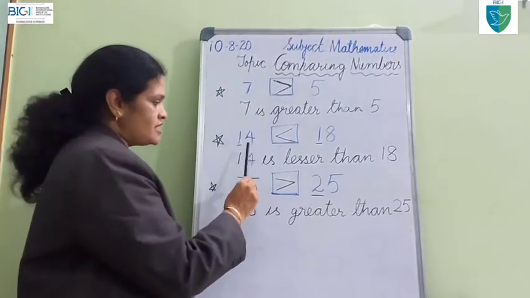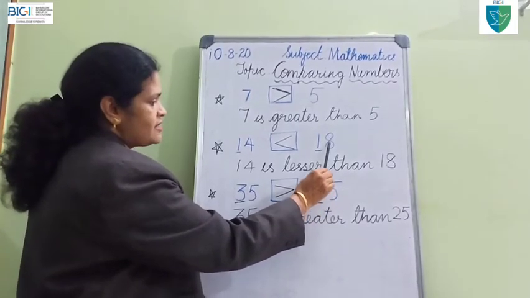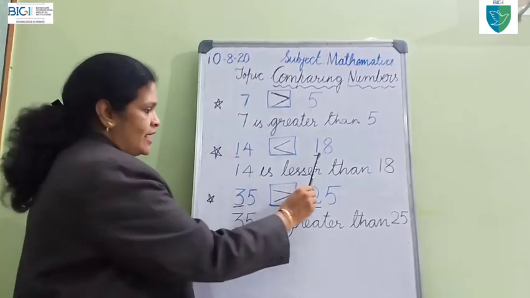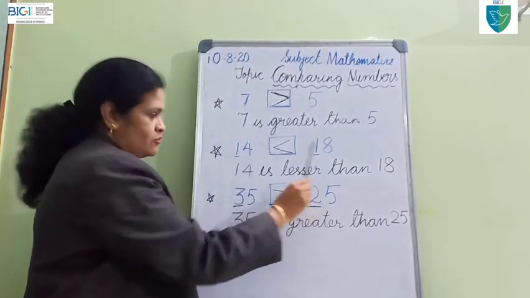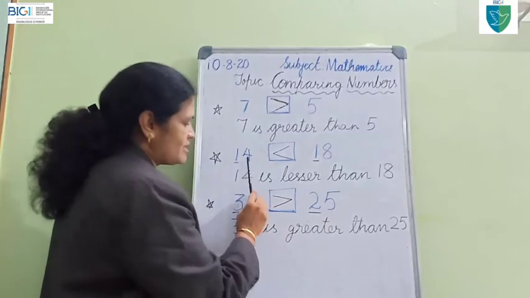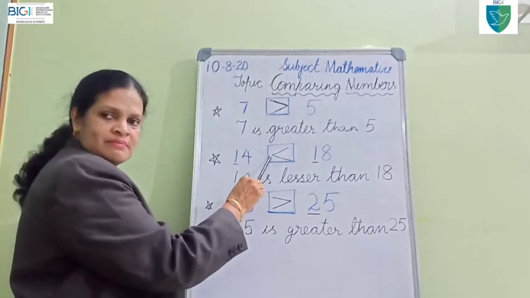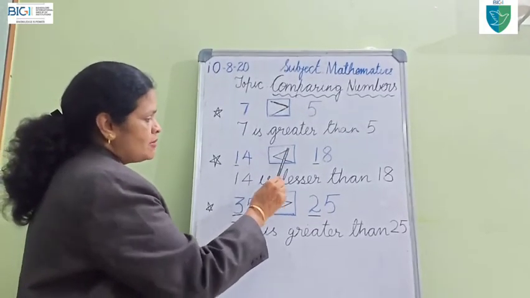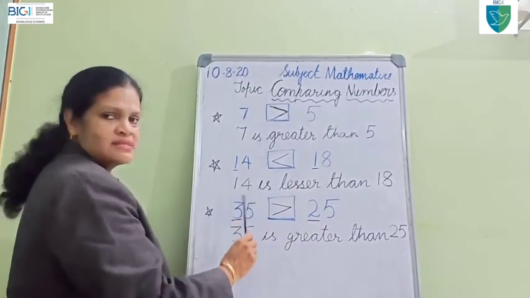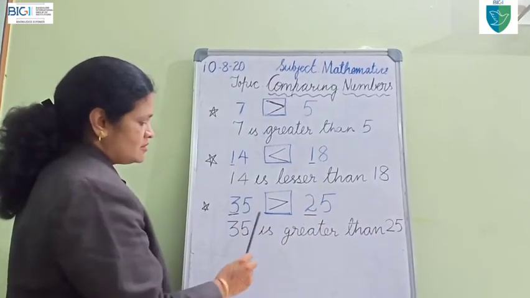Now we have to concentrate only on the numbers which are different. In number 18, 8 is in ones place, and in 14, number 4 is in ones place. Now 18 has a greater number while 14 has a lesser number. Now 14 is lesser than 18. Look at the symbol. The closed end of the symbol is facing number 14, while the open end of the symbol is facing number 18. Now how do we read this? 14 is lesser than 18.